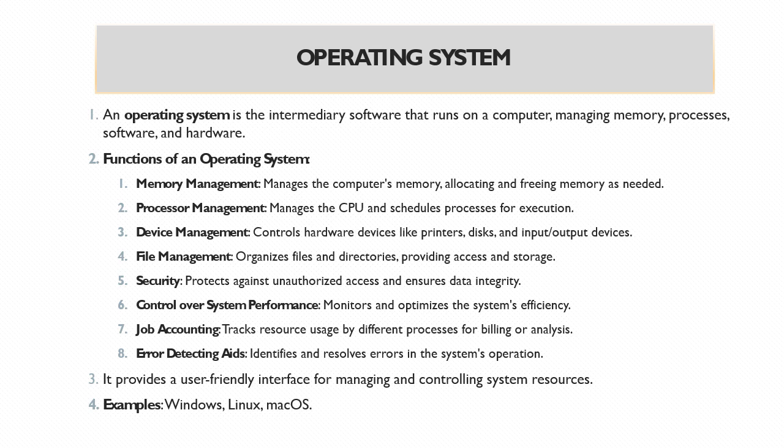Control over system performance. Yes, the operating system also maintains that. It monitors and optimizes the system efficiency, knowing what to allocate resources to, at what time, when, and where. Job accounting ensures the usage by different processes at any given time. It's like the analysis of how the CPU is used. It also tracks how the CPU or the system is being used. Error detection, yes, this is the process we discussed about debugging. This is also another process the operating system works on: detecting, identifying, and resolving errors in the system operation. It provides a user-friendly interface for managing and controlling system resources. Examples of operating system include Windows, Linux, and Mac OS.